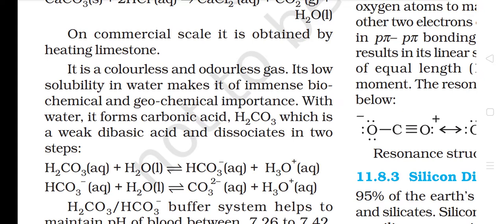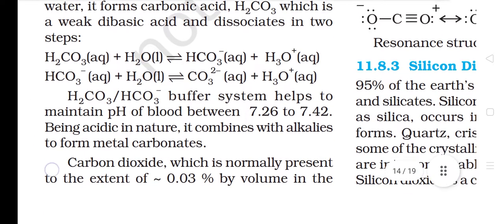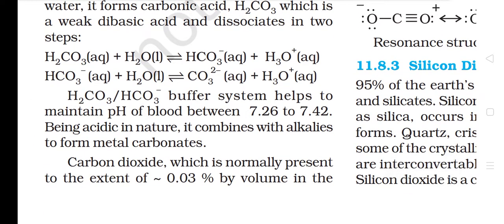With water, it forms carbonic acid, H2CO3, which is a weak dibasic acid and dissociates in two steps. H2CO3/HCO3- buffer system helps to maintain pH of blood between 7.26 to 7.42. Being acidic in nature, it combines with alkalis to form metal carbonates.